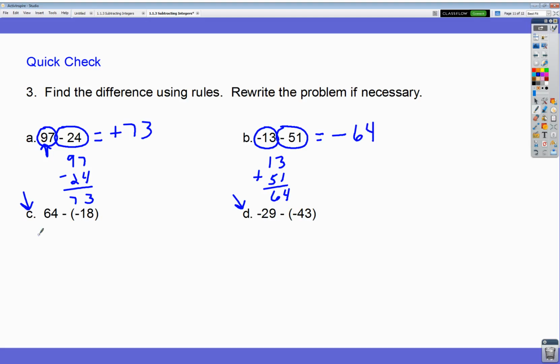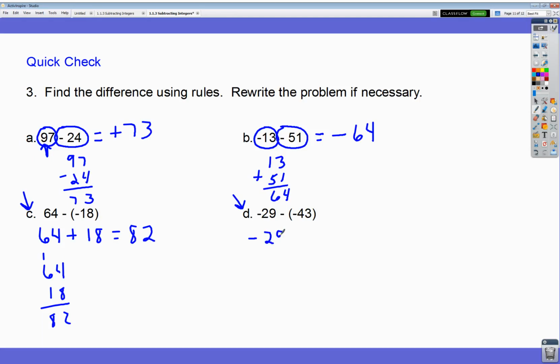Letter C I need to rewrite. So minus a negative becomes positive 18. And this is just simple addition. So writing it out vertically, I have 64 plus 18. 8 and 4 is 12. 6, 7, 8. So I have 82, and that's just positive 82.